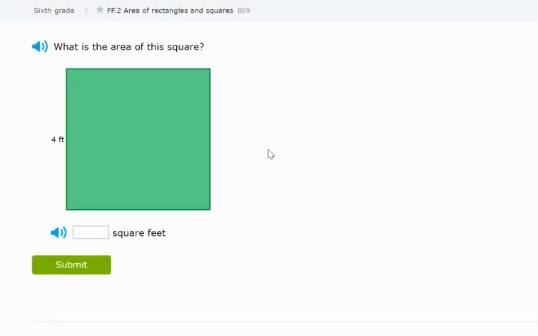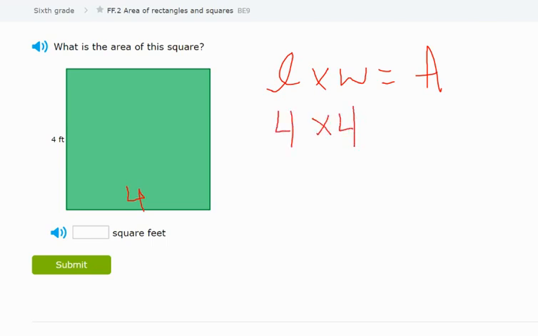Next question says, what is the area of this square? It only gives us one side, so we would have length times width, which was going to be equal to the area. And I use a capital A for area because that's traditionally what has been used. So my length is 4, and if I fill this in, I'm also going to have 4. So I have 4 times 4 is equal to 16 feet squared.